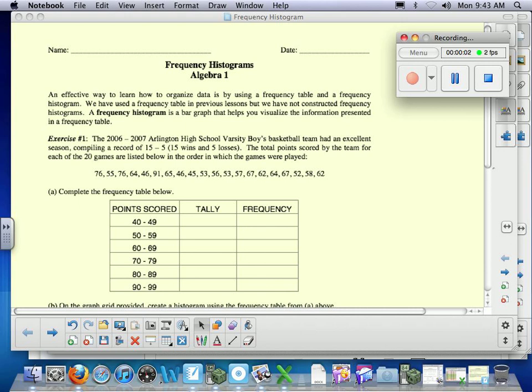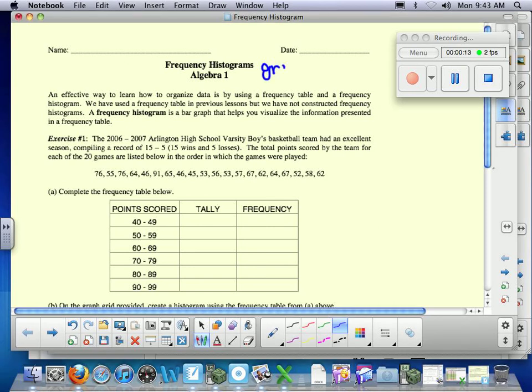So frequency histograms. It's one way that we can represent data, show the data in some kind of a graph, okay? So it is a graph. It's like a bar graph, but the bars are going to touch.